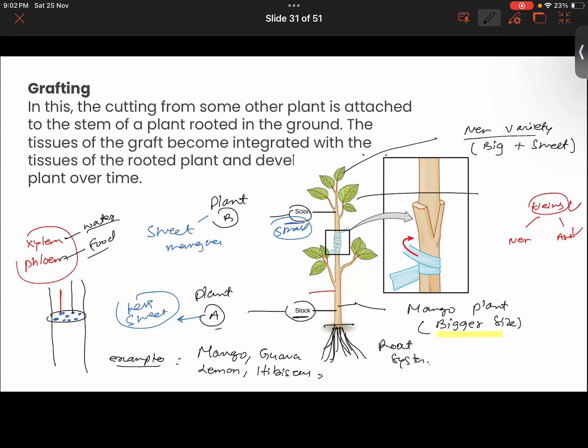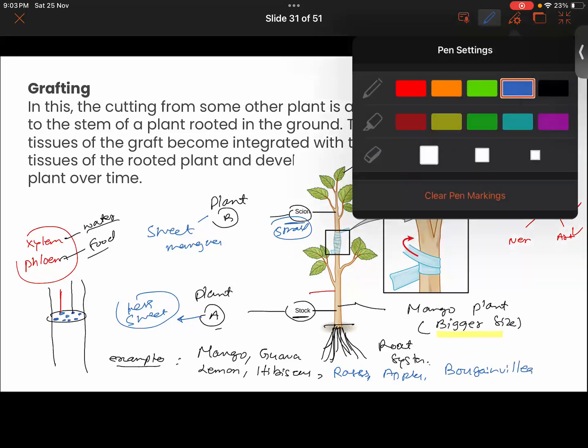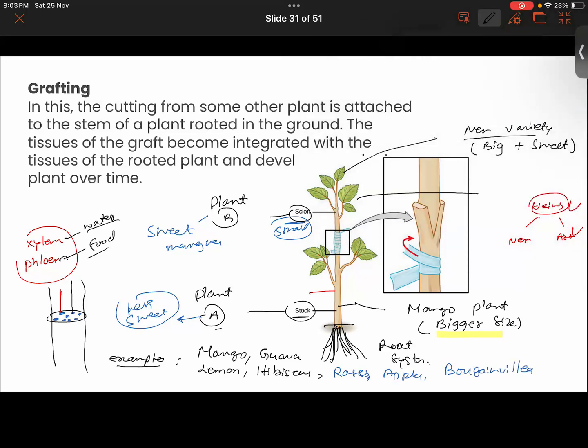Exactly. You can see two different roses of two different colors growing on the same plant. That is basically possible due to grafting. Apple also, and bougainvillea, exactly. For chiku, not entirely, not so sure about that. We'll have to check that. Okay, this much example is sufficient. Mango, guava, lemon, hibiscus, roses, apples, or bougainvillea. These are some of the examples of grafting.